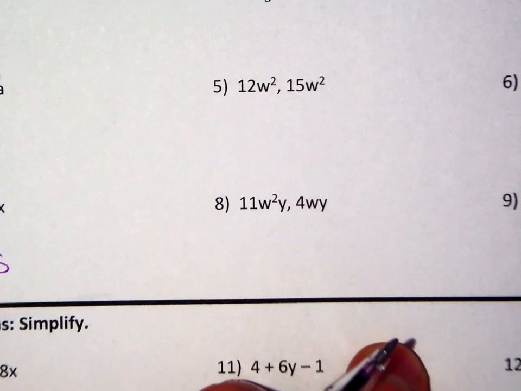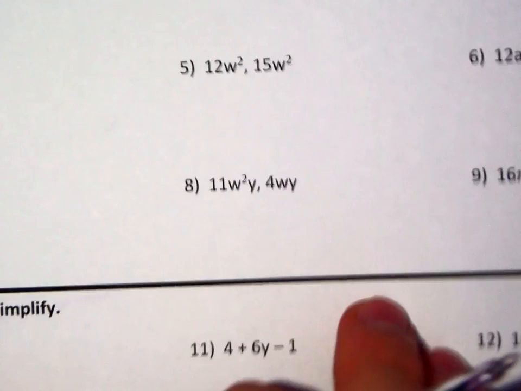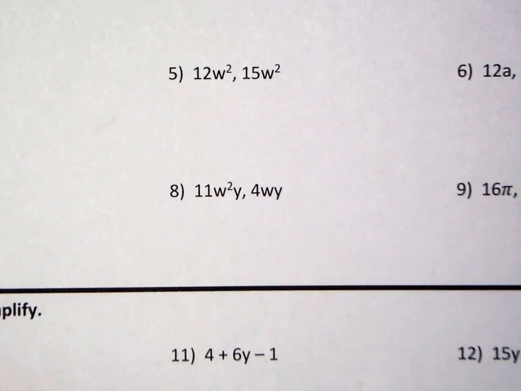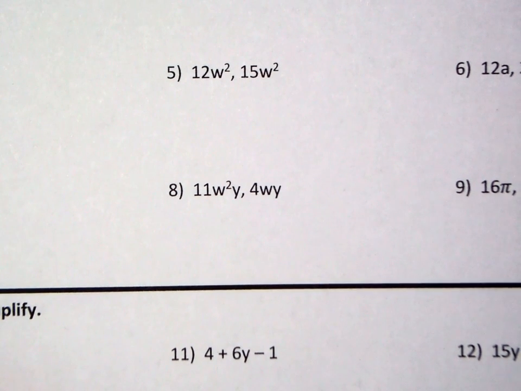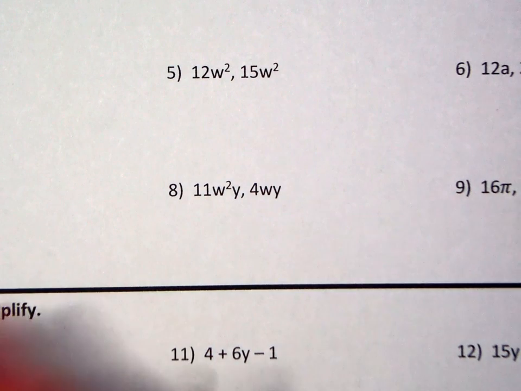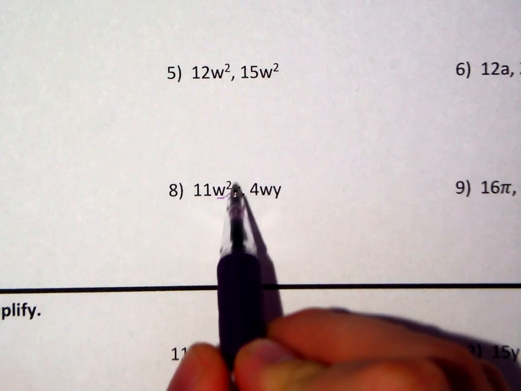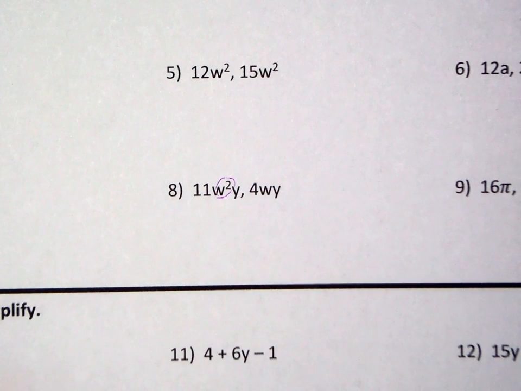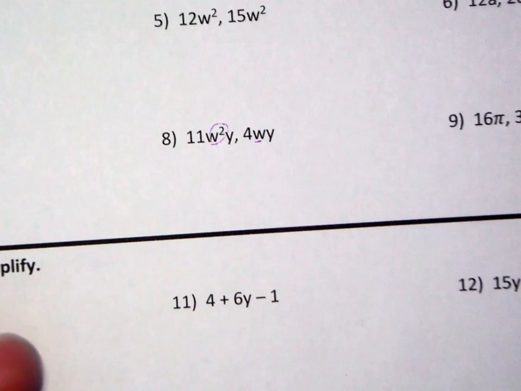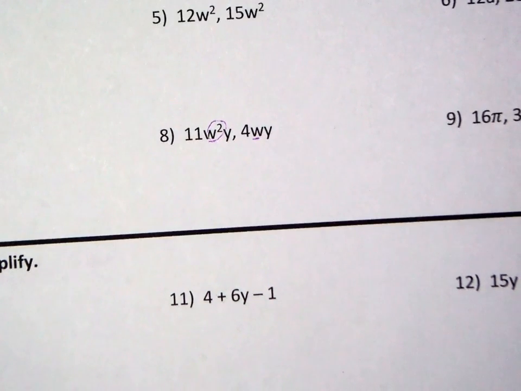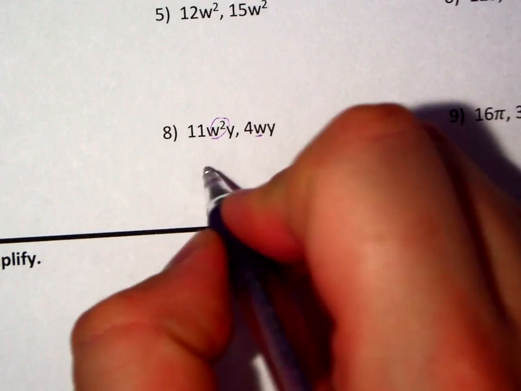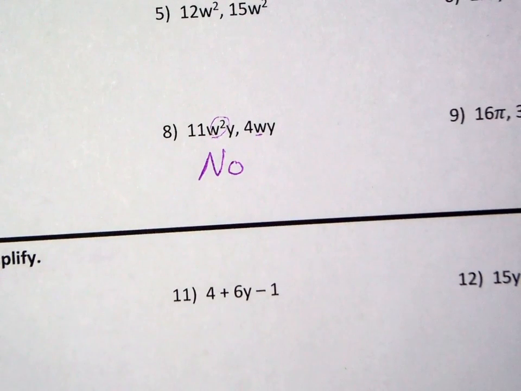Let's look at one more just to make sure we don't get confused. Number 8, 11w squared y, and our second term is 4wy. Well, now both of these terms have a number coefficient, have a w, and have a y. But we need to be careful to remember that w squared is different from w, which has an implied power of 1. And so in this case, these are not like terms. They cannot be combined in any way.